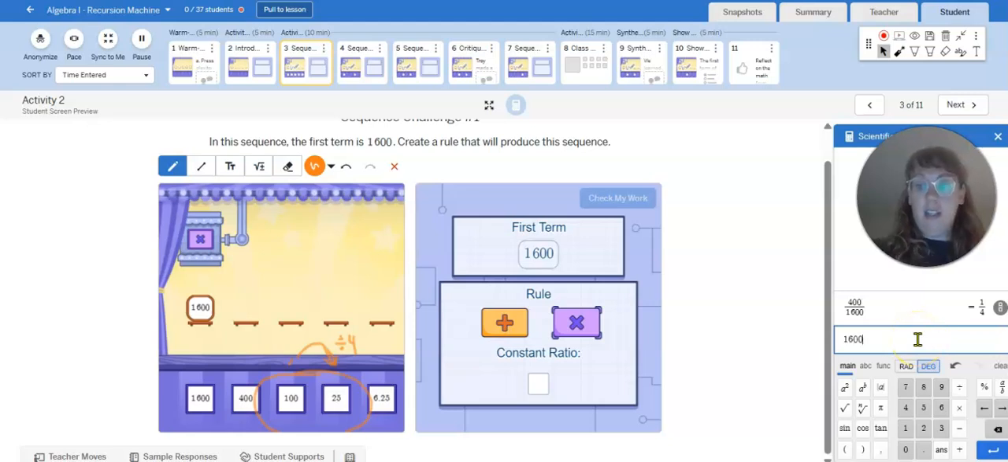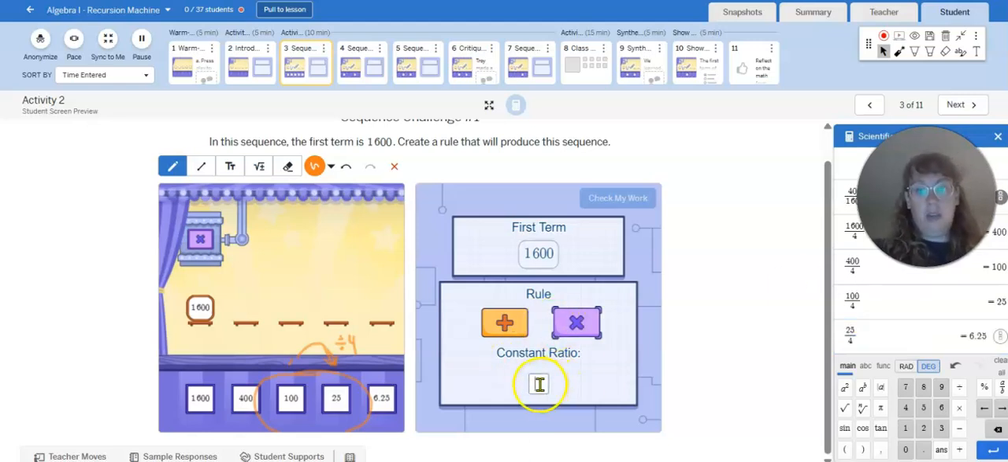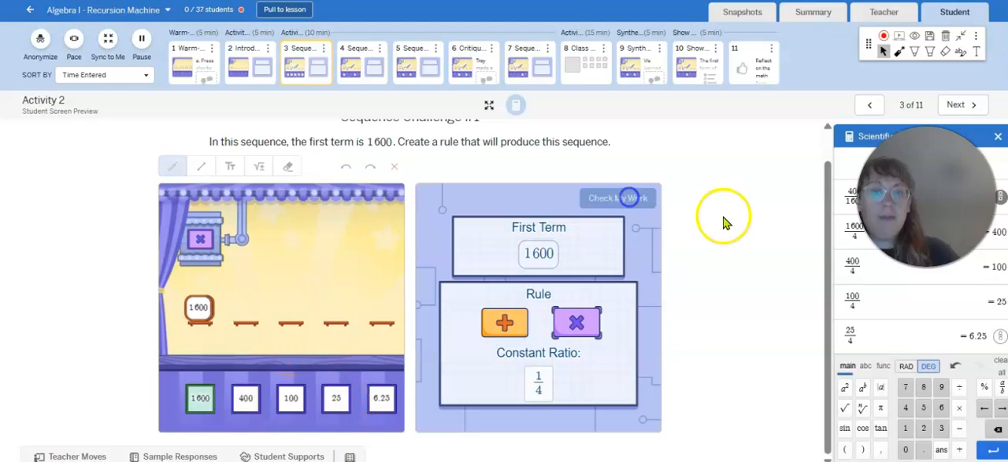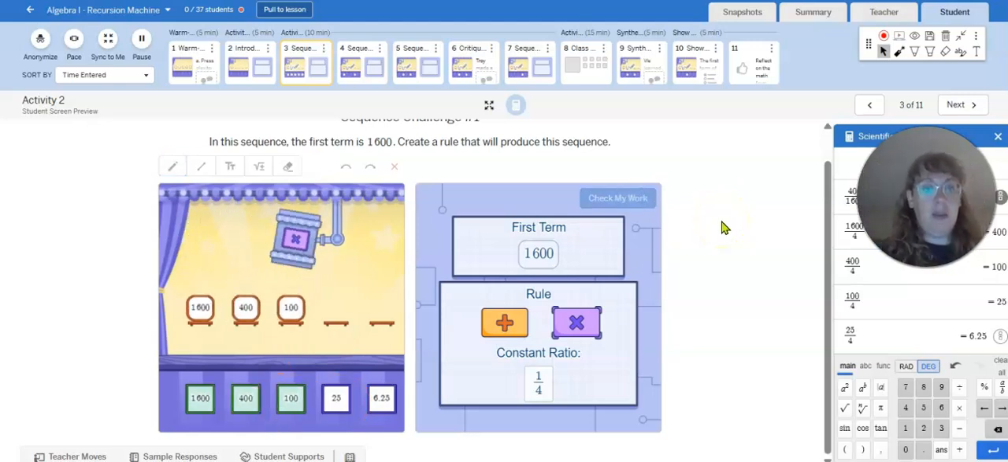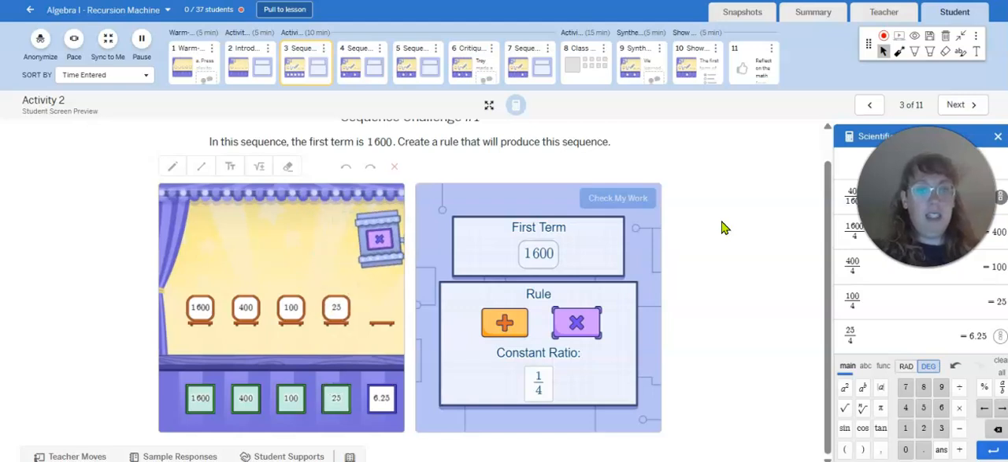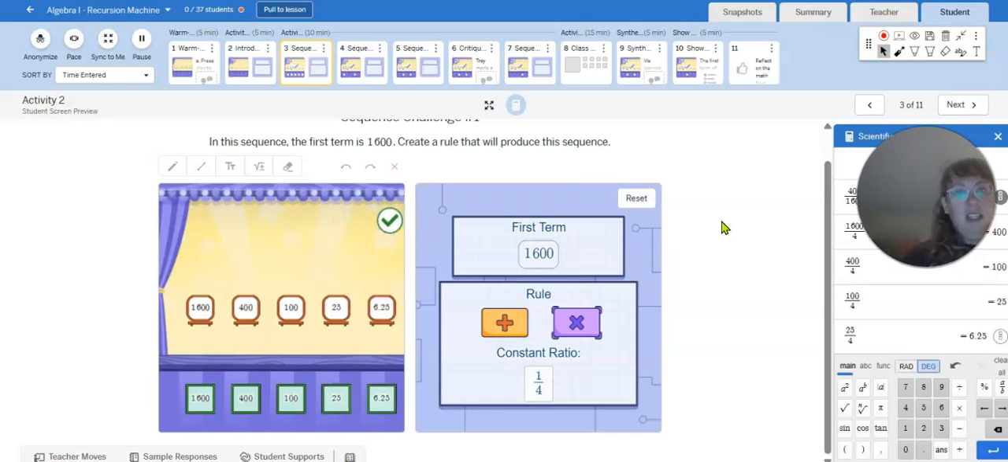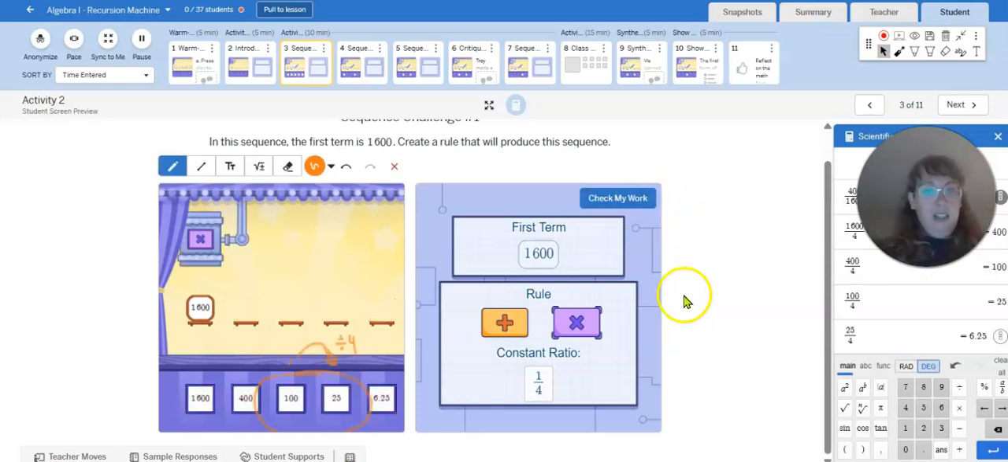and we can check it. 1600 divided by 4 is 400. 400 divided by 4 is 100, and we see the pattern continues like so. So we are doing a constant ratio of 1/4, which is dividing by 4 or multiplying by 1/4. Check your work. See that it matches up beautifully. Perfect. And when you're all set, you can push ahead to slide 4.